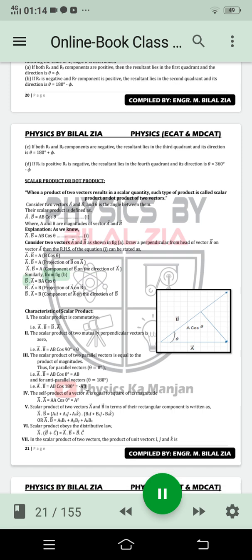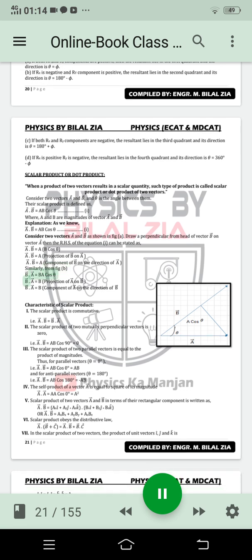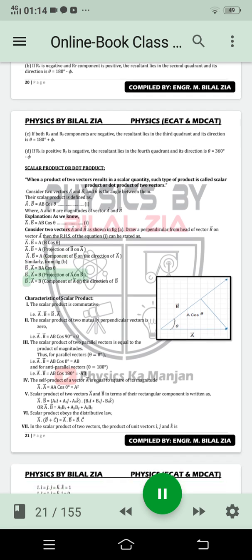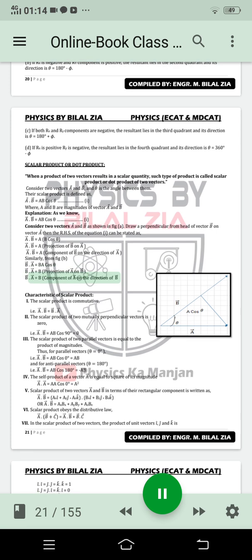Similarly, from Fig. B, A dot B equals B times A cos theta. A dot B equals B times projection of A on B. A dot B equals B times component of A on the direction of B.